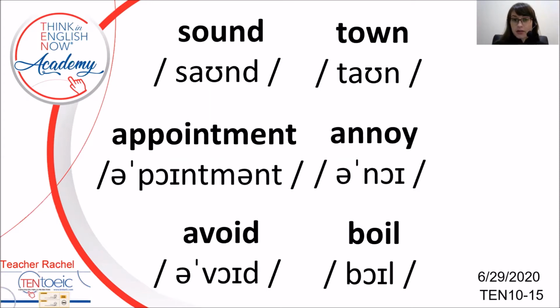Town. This is smaller than a city. So a city is very big, lots of people, lots of buildings. A town is a little bit smaller. Some people, some houses, some buildings, not very big.